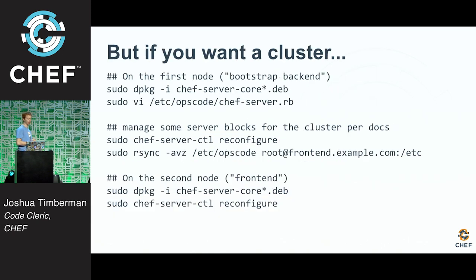So if you need to do a cluster, the docs site says install on the first node, your bootstrap backend, and you do the package install and you write the configuration and then you reconfigure, and then after the reconfigure step it's created a bunch of files in this /etc/opscode directory, and you rsync that over to your front end node, whatever your frontend.example.com is. And then on your second node, your front end, you install the Chef Server core package and you run chef-server-ctl reconfigure, because now you have that configuration, and now you've got a Chef Server cluster.